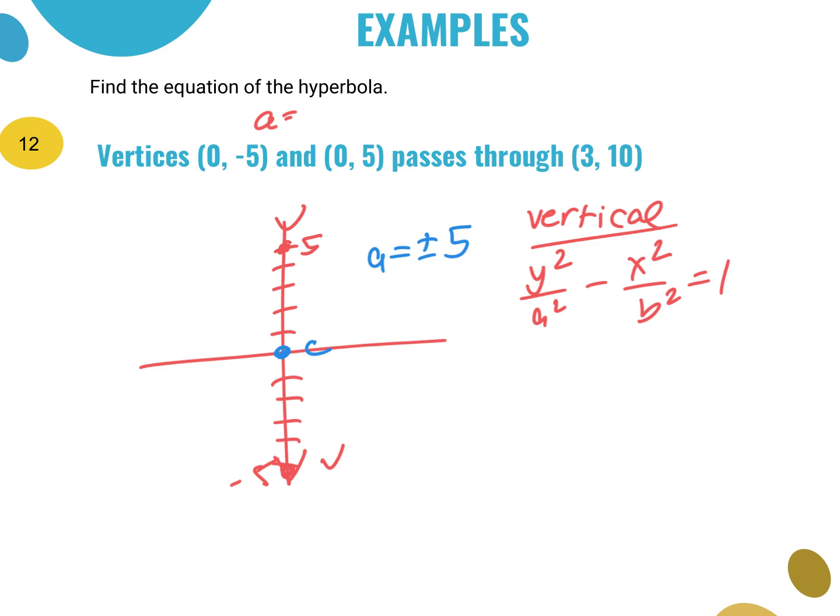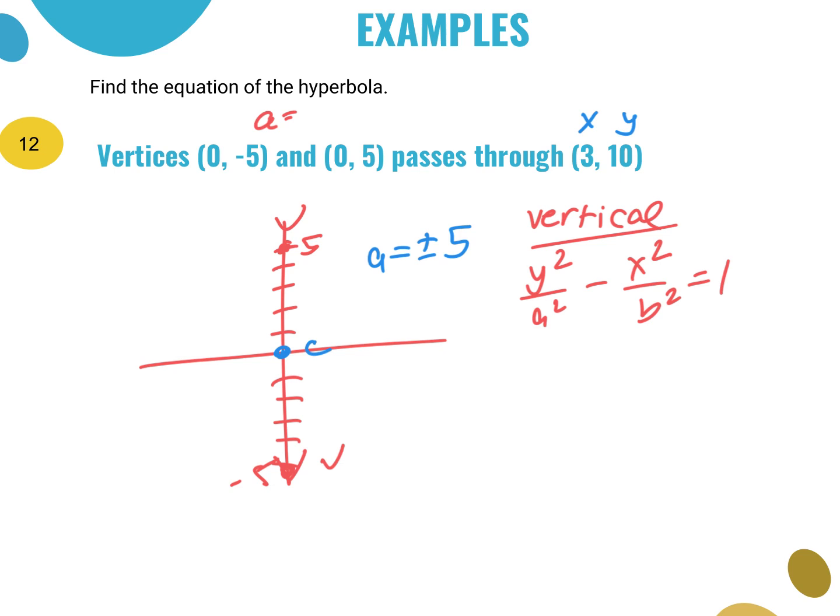If it was y equals a over b or b over a, what would I plug in for the a? 5. Okay, good. Just make sure you see that. What did they give me? That's going to be helpful. They gave me a point. They gave me a point that this hyperbola passes through. So they gave me an x value and they gave me a y value. What should I do with those numbers?